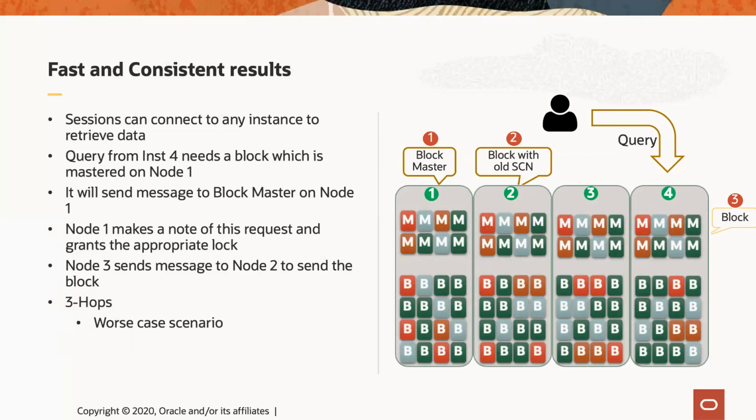Now, regardless of how many nodes you have in the cluster, the max hops is 3. If you see, we only did 3 messages, and within 3 messages, we could get this information. Now, remember, this is the worst case scenario.